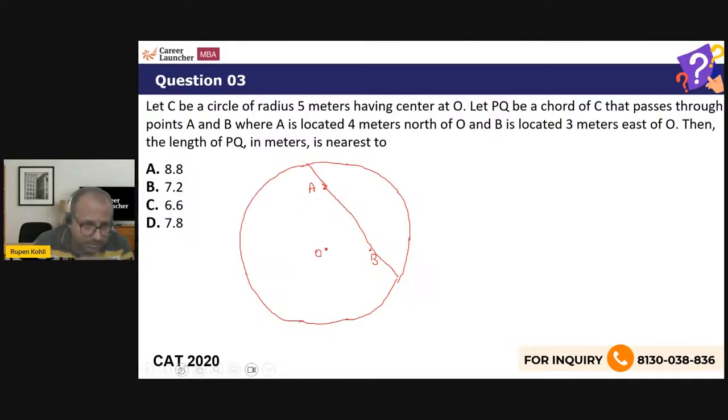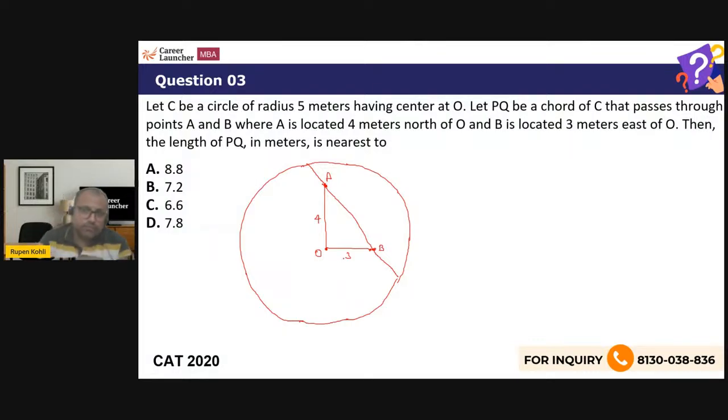Let me make this more clear. So there is your A and there is your B. We know this is 4, we know this is 3, we know the circle's radius is 5. Well, the circle's radius will come into the picture only when I join O to the endpoints of the chord. So it is very clear that I need to draw that radial line. But the point is how to make use of this 4 and 3 with regards to finding the length of this chord.